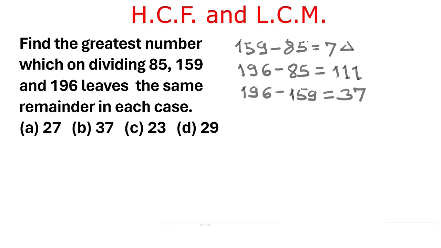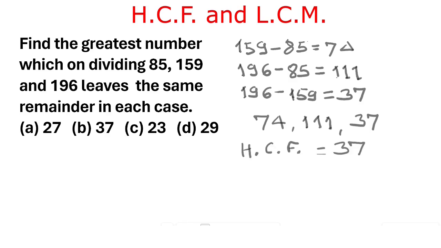Now we have to find the H.C.F of 74, 111 and 37. On observing, we see that 37 divides 74 for 2 times and 111 for 3 times. It means that our H.C.F is 37. This is that greatest number which divides 85, 159 and 196, leaves the same remainder, and that number is 37. And from the given options, our answer is option B, 37. I hope you have understood the method of solving such type of questions.